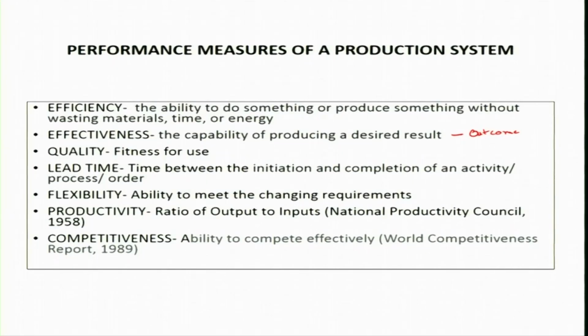These days you might have heard in the advertisements, 19-minute delivery of your vegetables, fruits, etc. So, that is a kind of lead time. You place the order online and within 20 minutes you get the delivery at your doorstep. So, the lesser the delivery lead time, the better is the performance of a system. Then the flexibility also, the ability to meet changing requirements.